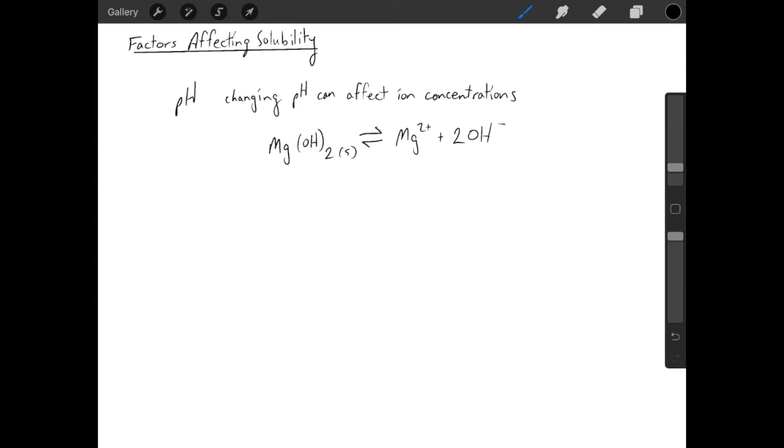But you can also add an acid. And if you add an acid, it's going to react with the hydroxide ions to make water. And if you do that, you're going to be reducing the equilibrium concentration of the hydroxide ion, which means you're going to be affecting the Q value, the reaction quotient. You'll be removing hydroxide ions, and more of the magnesium hydroxide is going to have to dissolve to replace them. So you'll be increasing the solubility of this material when you add acid or when you lower the pH.